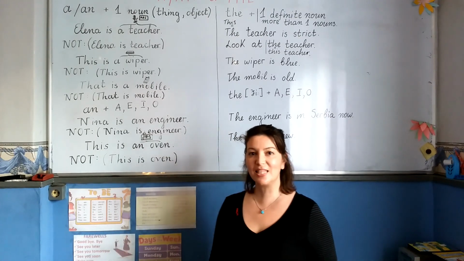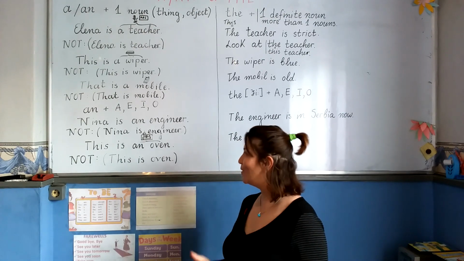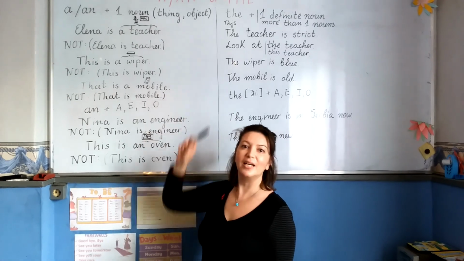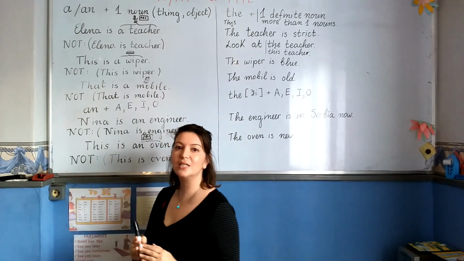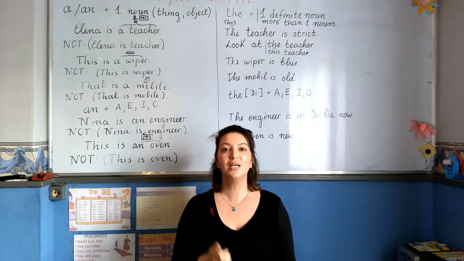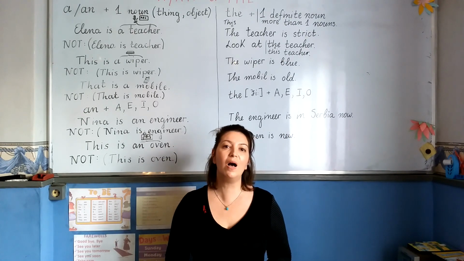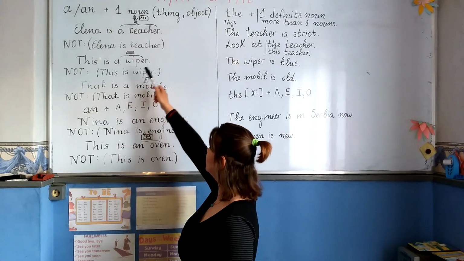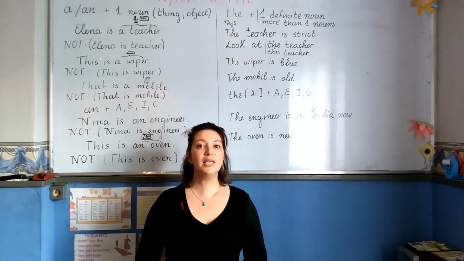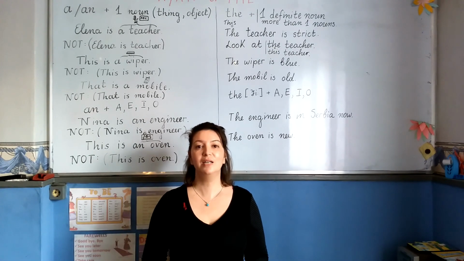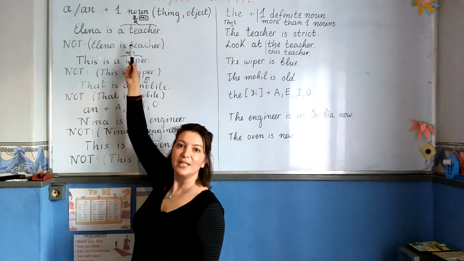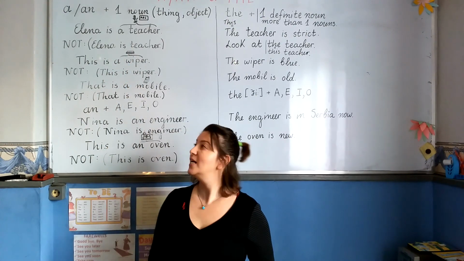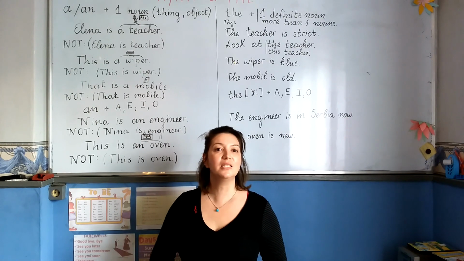Dear students, in this video today I'm going to teach you a, an and the in English. Well, a and an go with one noun, one thing or one object. For example, we don't normally say teacher, we say a teacher. A teacher means any teacher in general. For example, you say Elena is a teacher. Saying Elena is teacher is wrong.